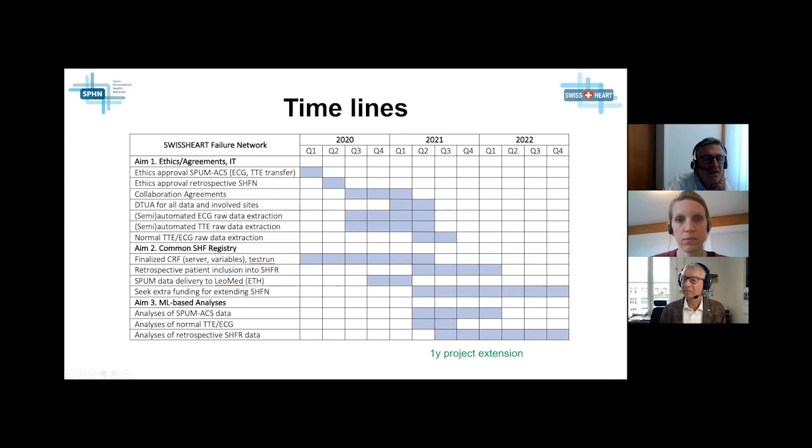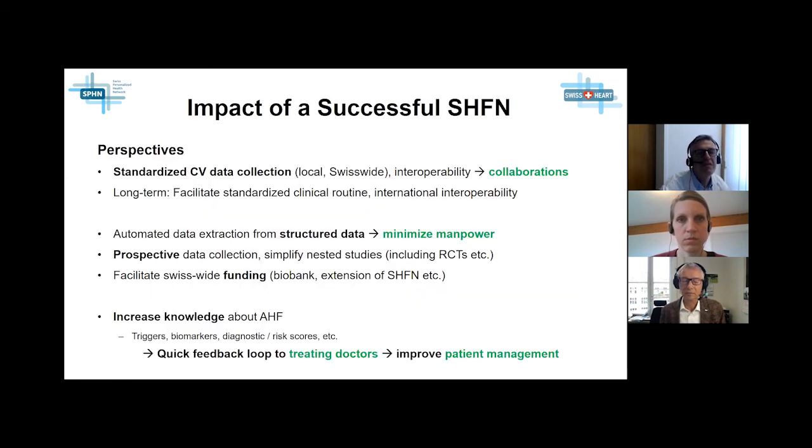The SwissHEART Common Registry is something we have invested substantial time in making a common CRF, working on server, etc. We will start with retrospective patient inclusion very soon and are already working on the available SPOON data, as I said. And the machine learning-based analyses are ongoing with the available data and hopefully coming very soon with the retrospective data.